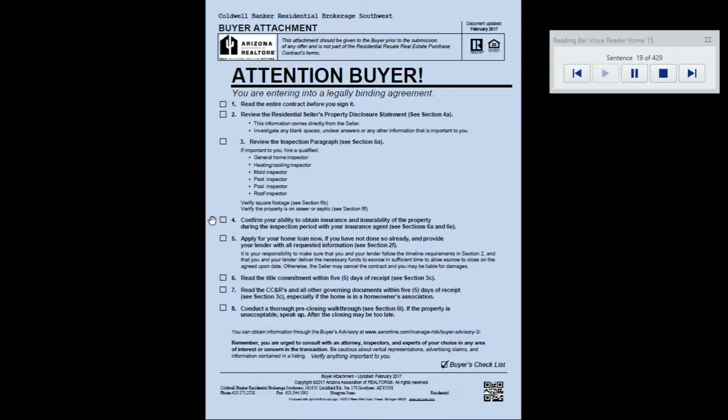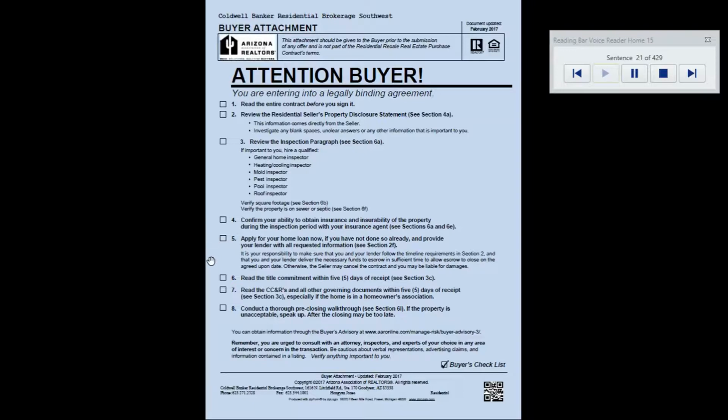4. Confirm your ability to obtain insurance and insurability of the property during the inspection period with your insurance agent, see Section 6 and 6E. 5. Apply for your home loan now, if you have not done so already, and provide your lender with all requested information, see Section 2F.